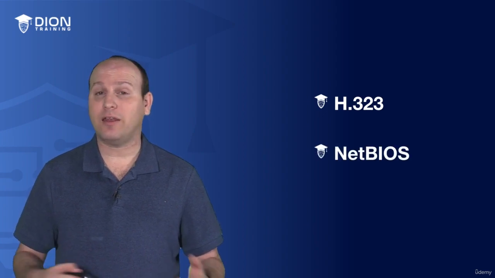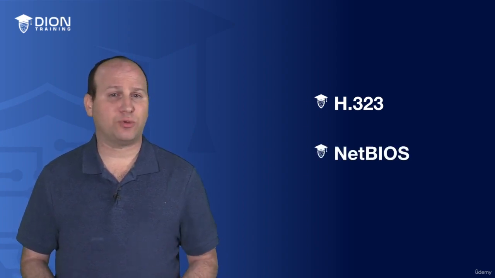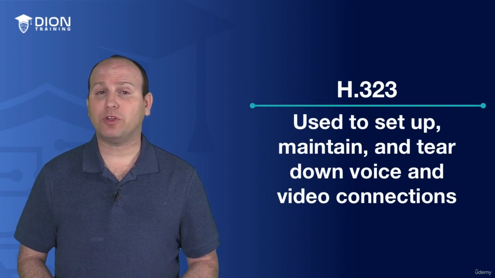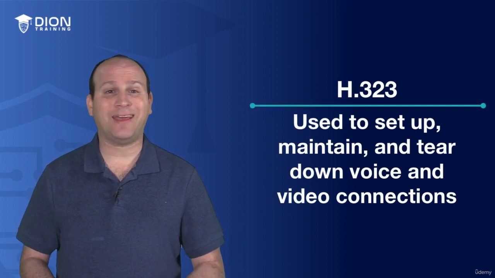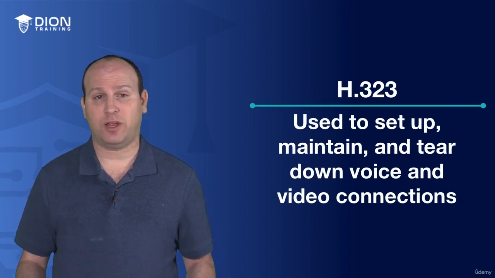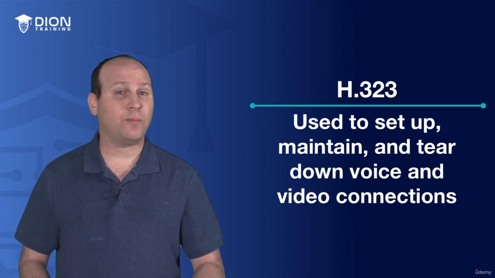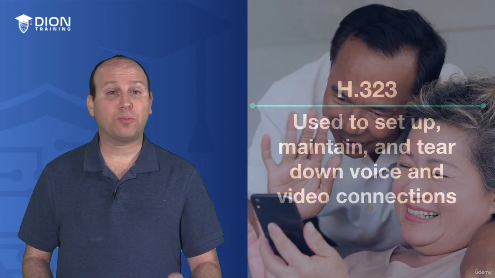Well, the two big ones are H.323 and NetBIOS. Let's talk about H.323 first. H.323 is used to set up, maintain, and tear down voice and video connections. If you're using FaceTime or Skype or something like that, you're probably using something like H.323, which operates over the RTP or real-time protocol.